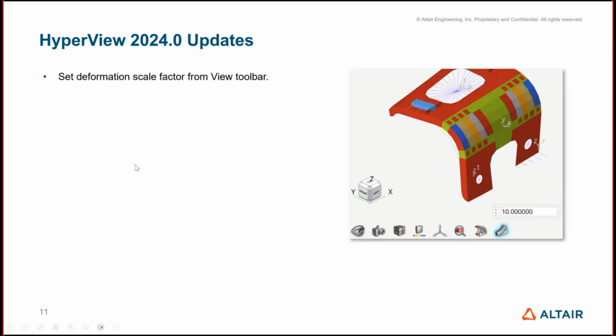So the first thing I want to mention is we have introduced a sort of quick toolbar option for setting the deformation scale factor. So you can do this directly from the view toolbar itself. It's just a small pop-up. It allows you to set the deformation scale factor. This is very useful for modal analysis, where users want to scale up the deformations, and they don't want to go to the panel to access this every time. They want to just keep the graphics area wide and expanded, and simply change the deformation scale factor on the screen. So this is possible from 2024.